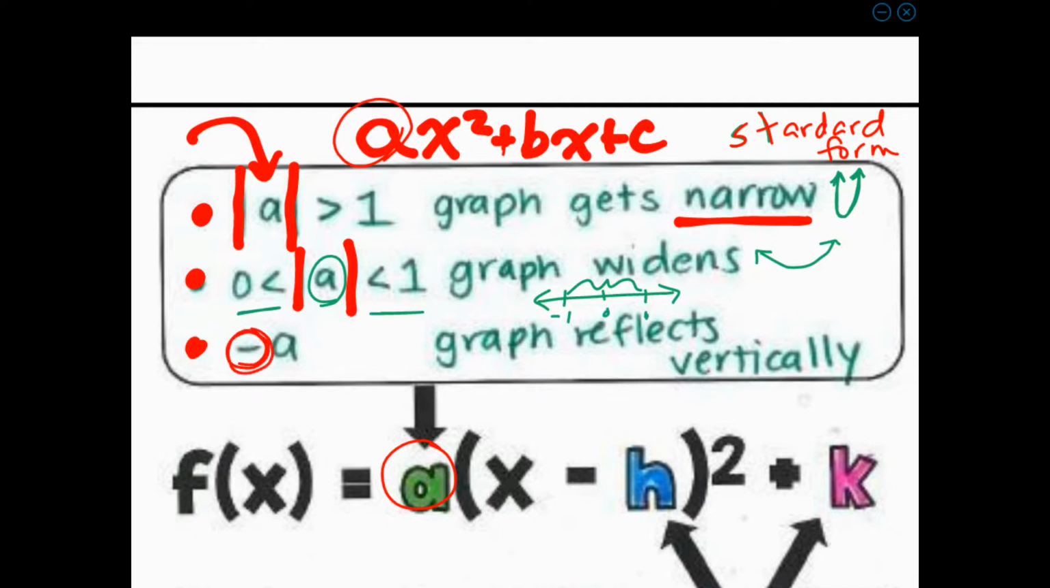Here is where we deal with if it's a negative. The negative we think of as separate. So if you just look at the number itself, it tells you whether it gets narrower or it gets wider. The negative tells you that the graph reflects vertically. So it just flips upside down. So all of that information is told just from the A of your equation.